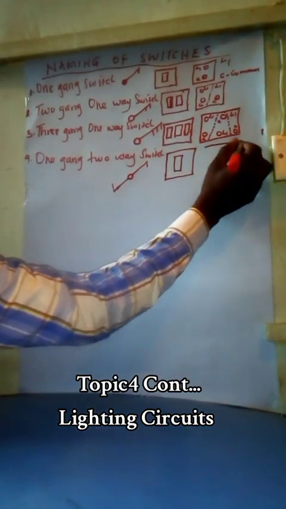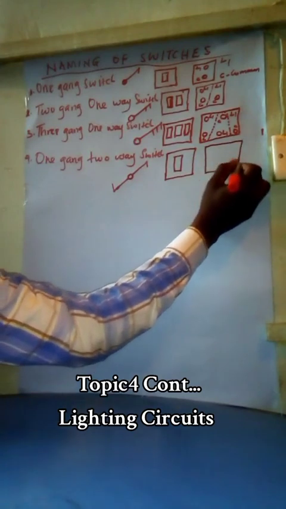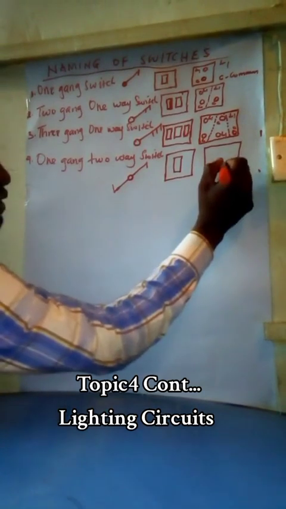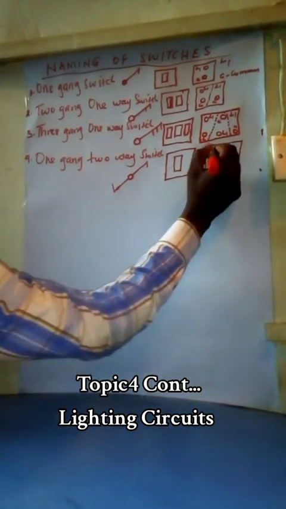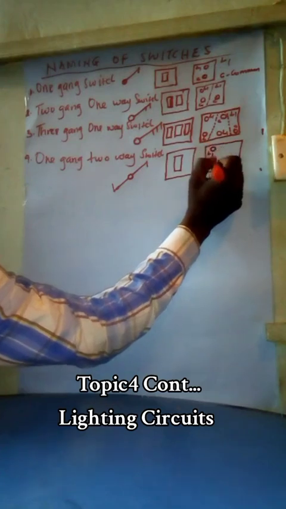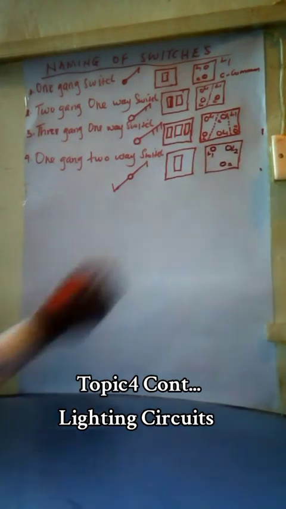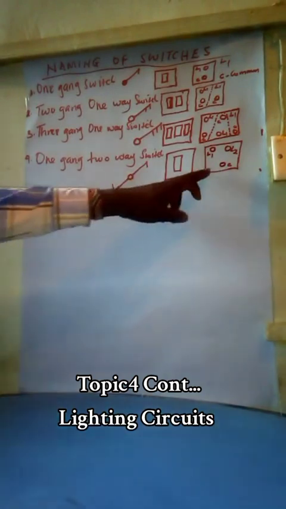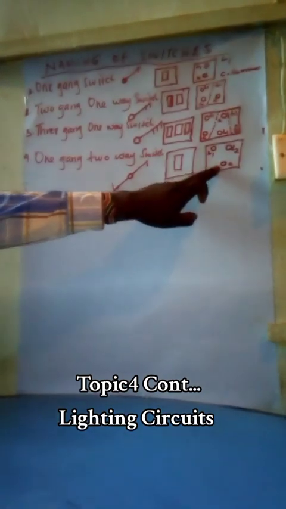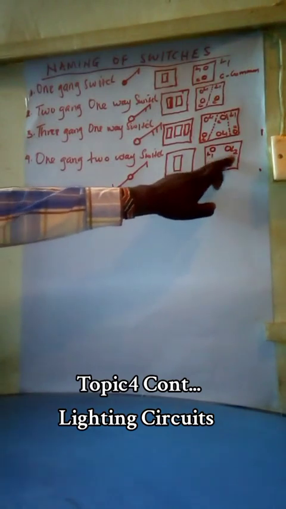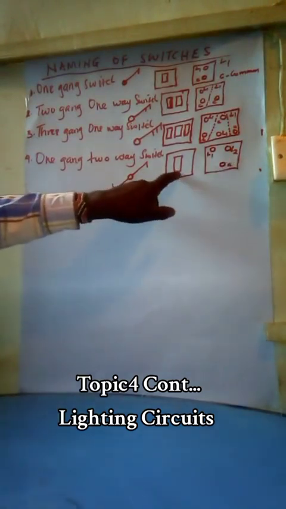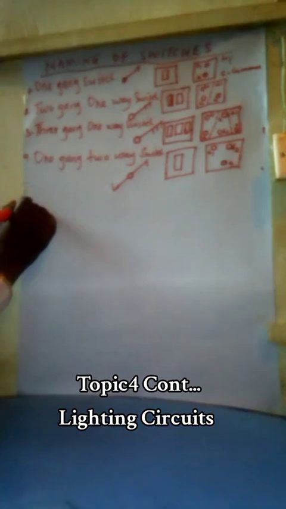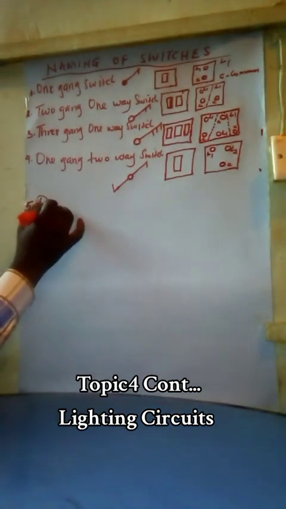So if you turn it the other way around, the other side, now there will be 3 terminals. You will find C, that is terminal 1 for common. You'll find another one, L1. You'll find another one, L2. Okay. So if you turn it, you'll have 3 terminals: common, L1, L2. But it is 1-gang because it has got one rocker or one button.